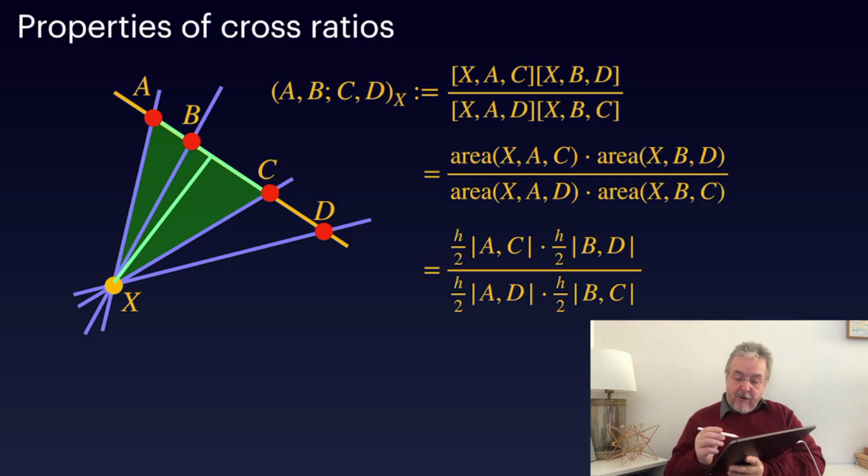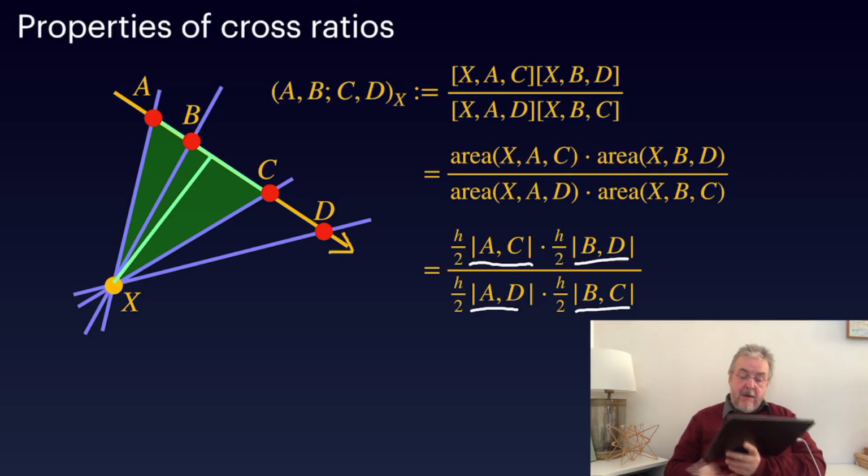And now I have to comment for 2 reasons about that formula. First reason, I use those lengths here, and I have to consider them as oriented lengths, meaning I fix an orientation of this line, and depending on whether A and B run in the direction of this orientation or run against the direction of this orientation, this oriented length is positive or negative.